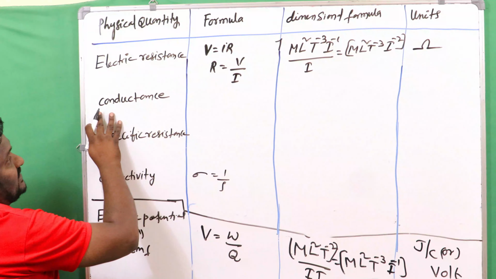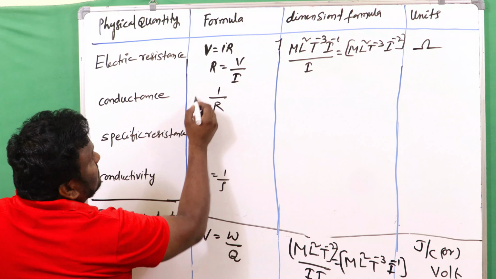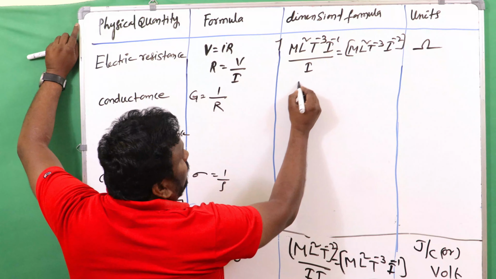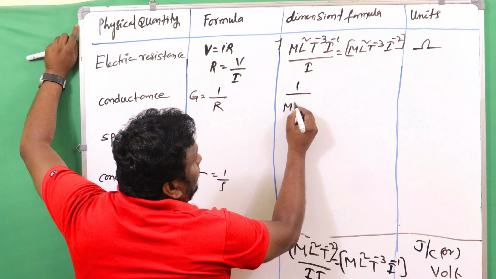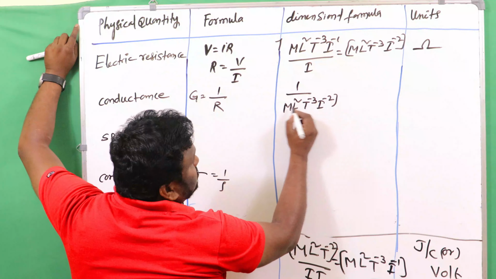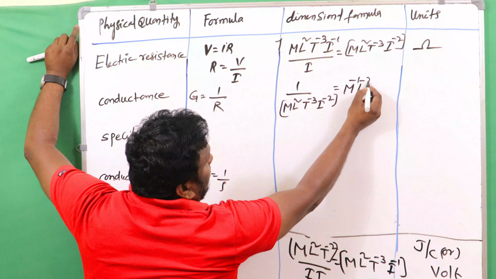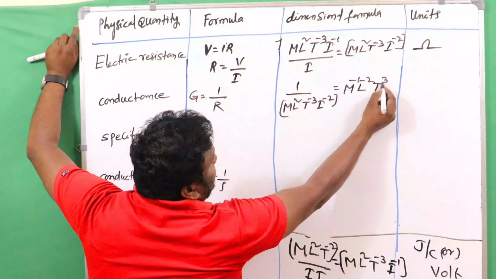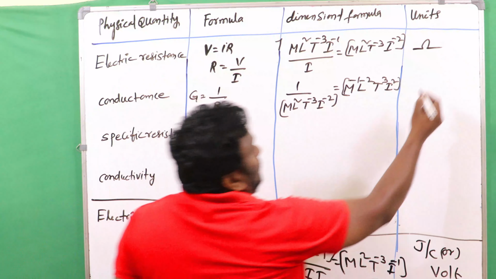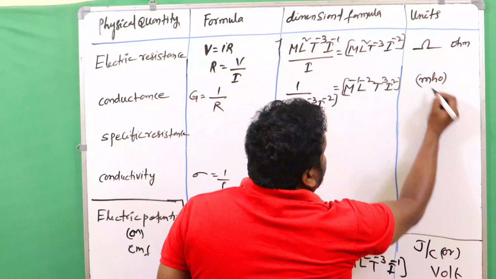And conductance. Conductance is nothing but 1 by R. G is equal to 1 by R. That means 1 by ML² T⁻³ I⁻². How can we write it? M⁻¹ L⁻² T³ I². The unit of resistance is the ohm, and the unit of conductance is the mho.